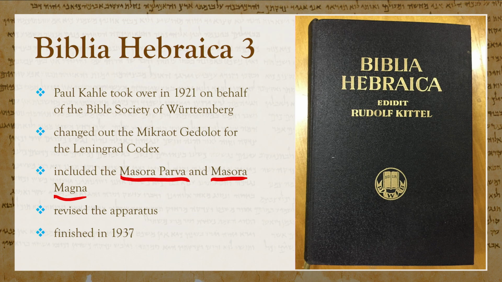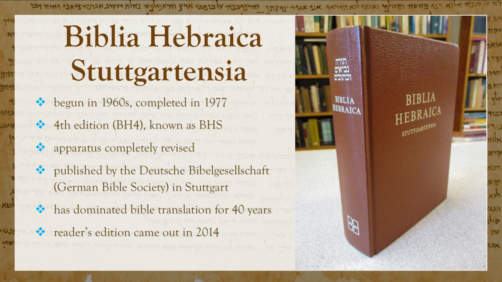And so now they are included in this version 3, which was finished in 1937. This brings us now to the Biblia Hebraica Stuttgartensia, which is by far the most influential version of this series. It was begun in the 1960s and completed in 1977. It's the fourth edition, but we typically call it the BHS.